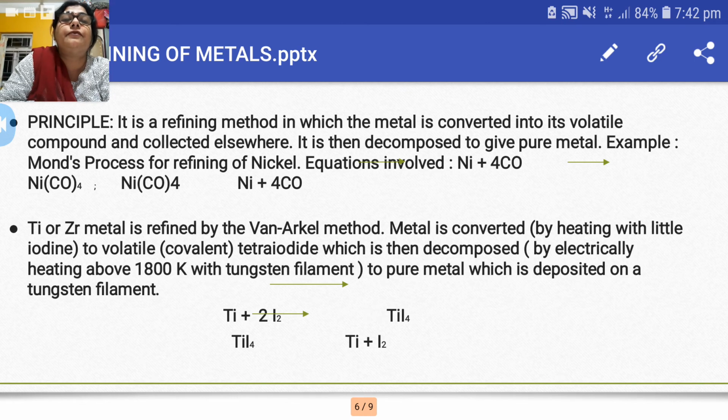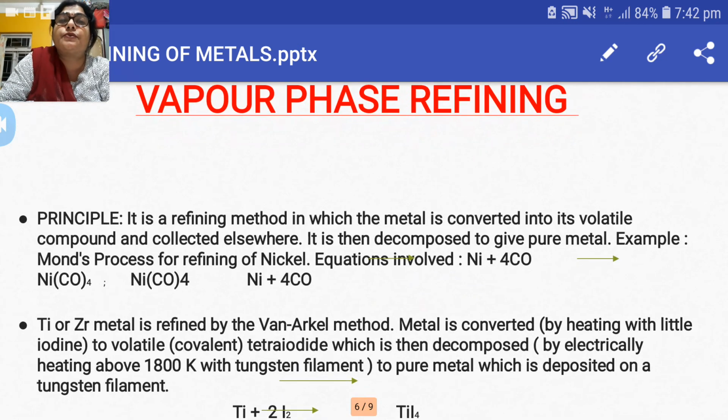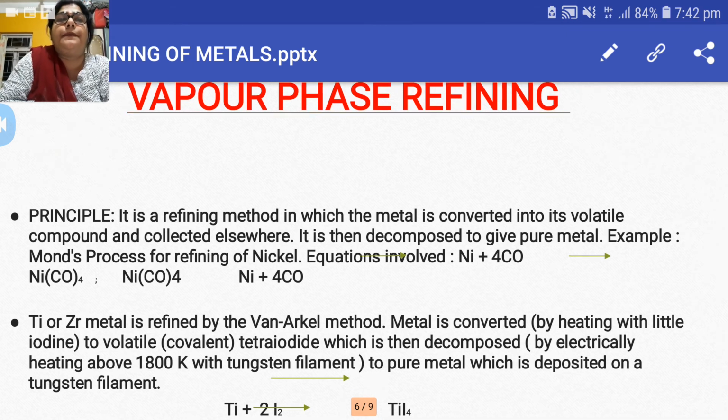First is titanium with iodine, you will get TiI4, that is your titanium tetraiodide. Then this titanium tetraiodide is again heated at 1800 Kelvin to give you titanium back along with iodine. So in the vapor phase refining process, we will come across Mond's process as well as Van Arkel's process. In Mond's process we generally go for nickel, and in Van Arkel's process we go for titanium and zirconium.